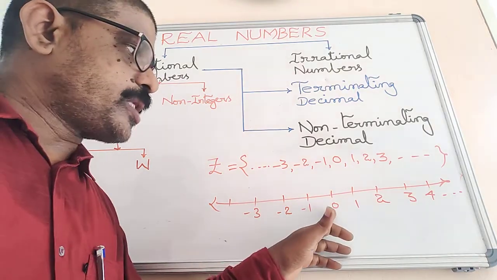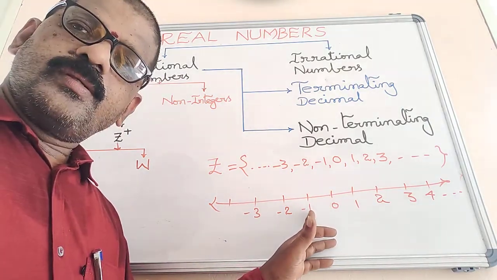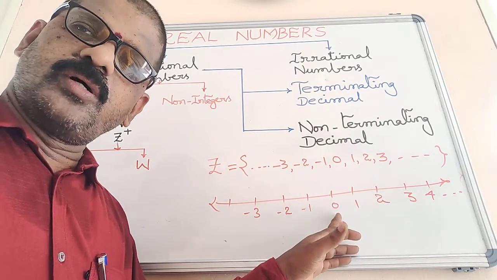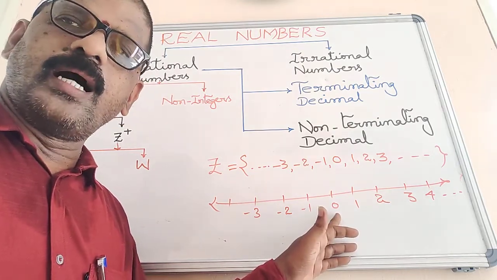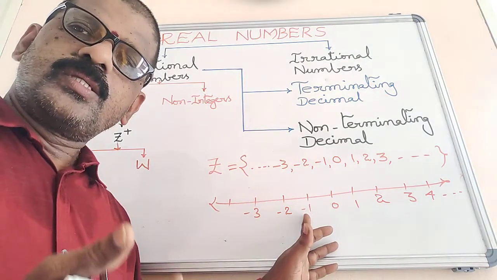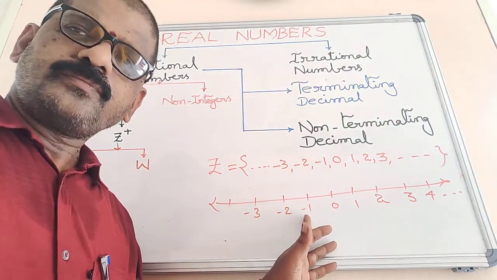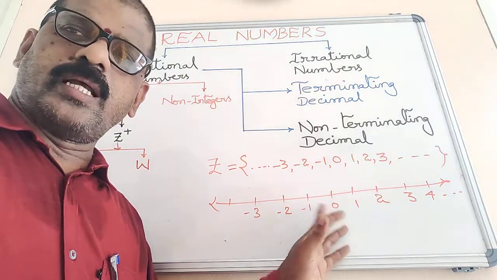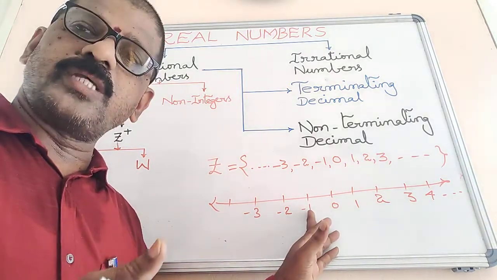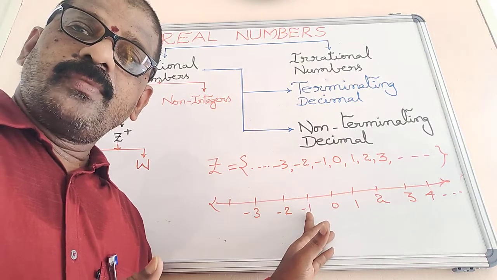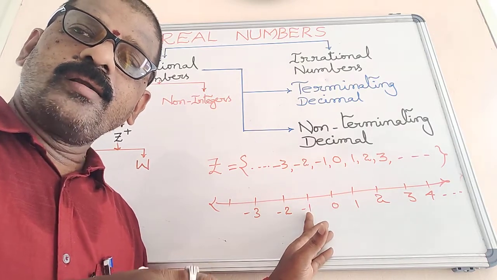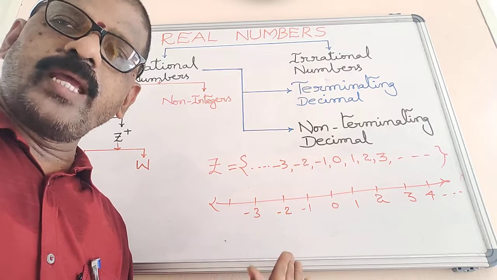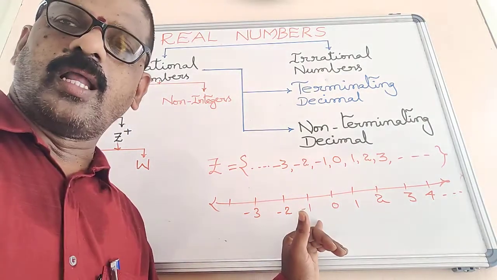Clear? Now 0, minus 1. So which is greater, minus 1 or 0? 0 is greater. Why? Because of 0 and minus 1. So we can represent 0 and minus 1. What do you observe? Minus 1 is represented on the left side of the 0. That means minus 1 is smaller.